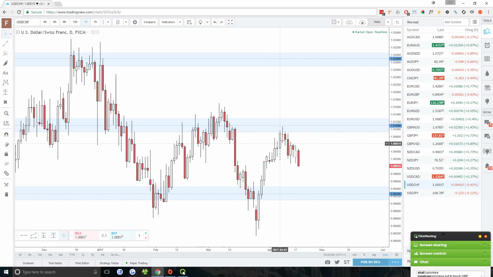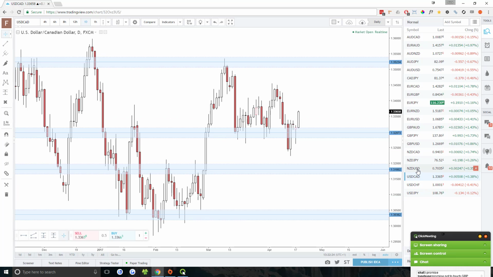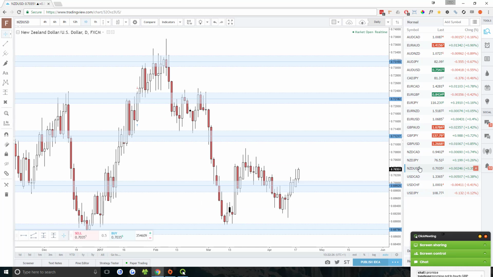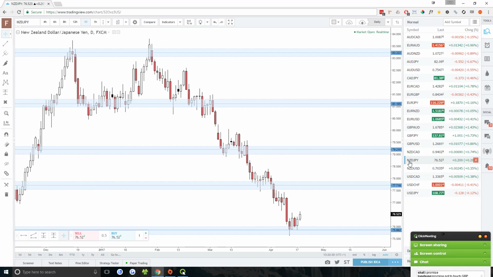Who's still short on USD CHF, by the way? That thing is going well. USD CHF short from last week. I didn't take it, but that thing's going really well. Anyone still short there? I avoided New Zealand USD, and I'm glad I did, because that didn't do anything.